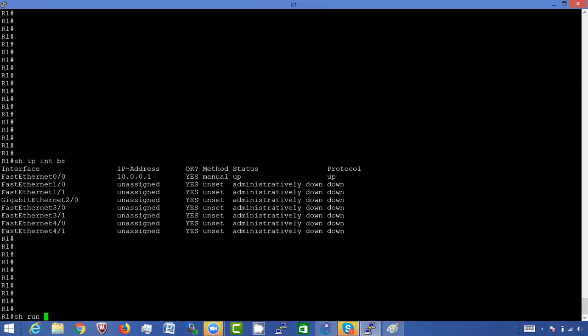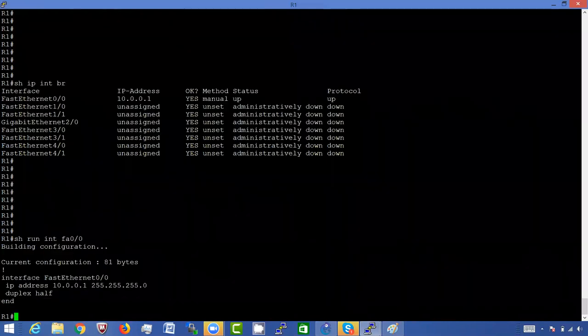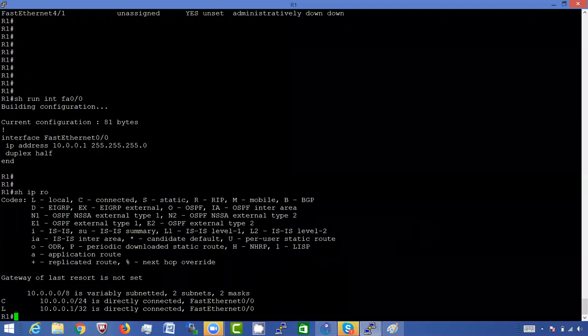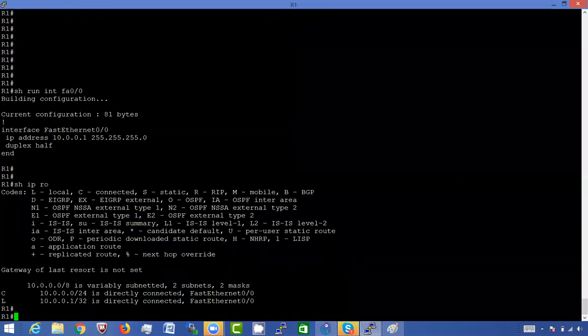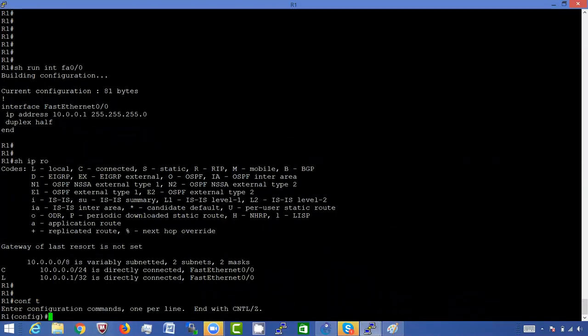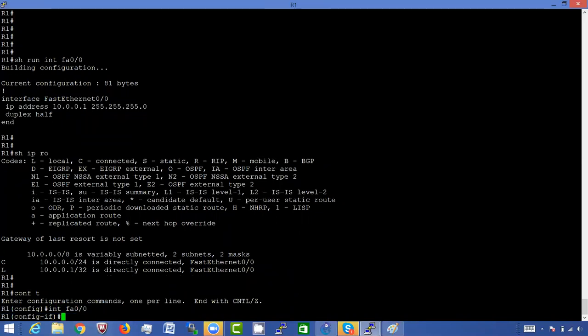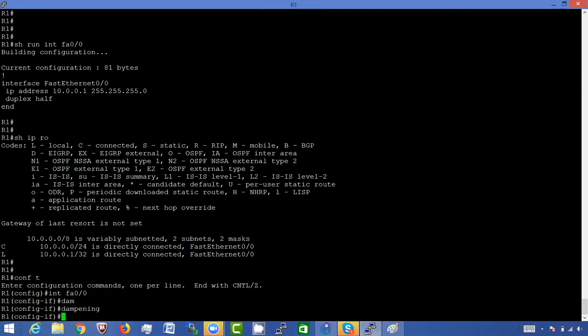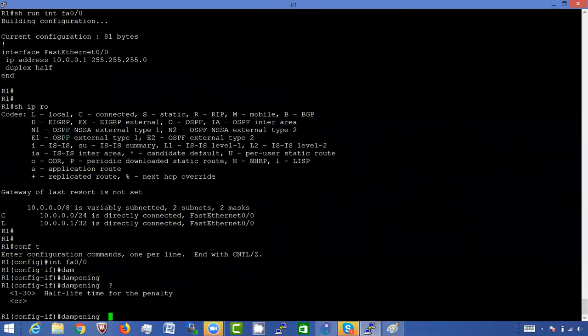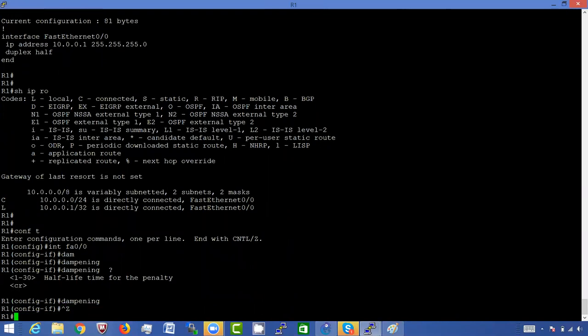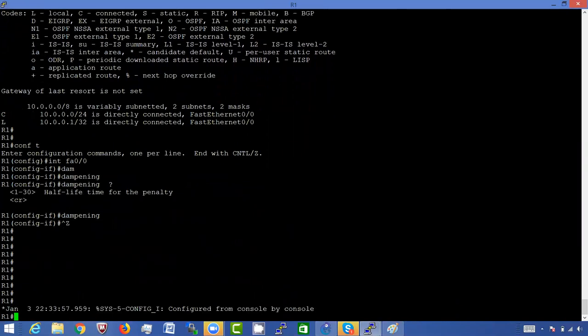See, right now I've configured only the IP addressing over here. See, this interface is present in my routing table. Now what I will do, I will go on this interface and enable this feature. To enable this feature, I just need one command, that is dampening. After dampening, I can specify all the parameters also, but if I don't specify the parameters, my router will take the default value.